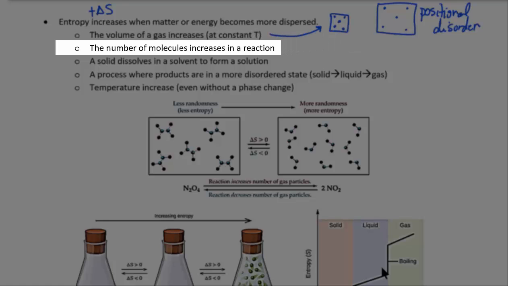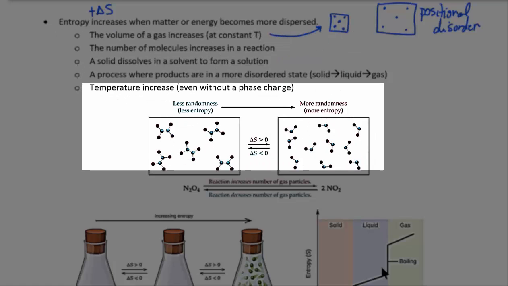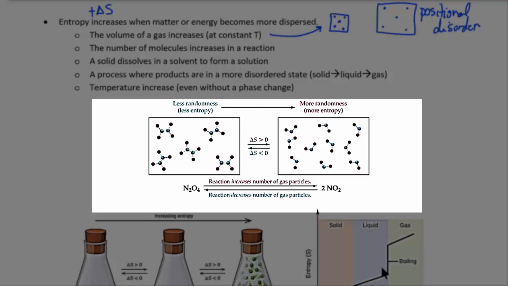When the number of molecules increases in a reaction, let's go down to this example right here. If the number of molecules increases in a reaction, we're going to increase the disorder, or the delta S will be positive. So here we have 1, 2, 3, 4, 5 molecules, and it reacts in the forward direction, and it has 1, 2, 3, 4, 5, 6, 7, 8, 9, 10 molecules. So the number of molecules increases. Therefore, the number of positions that any one molecule can occupy in relation to another molecule increases. Therefore, the positional disorder will increase, and the delta S will increase.